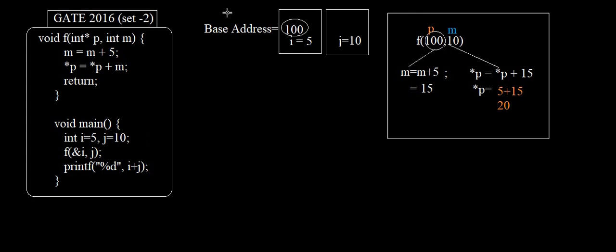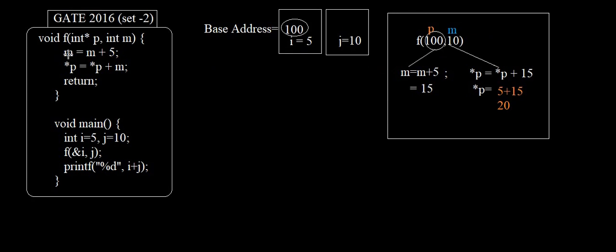Let's assume that the base address for i is 100, and we have passed the address of i, which is 100, comma j. j is 10, so we have passed f(100, 10). Here m equals 10, because in the function we have the formal parameters, like integer m. m has the value 10, and p is equal to 100, because it is asking for the base address, or you can say the pointer, which is an address.